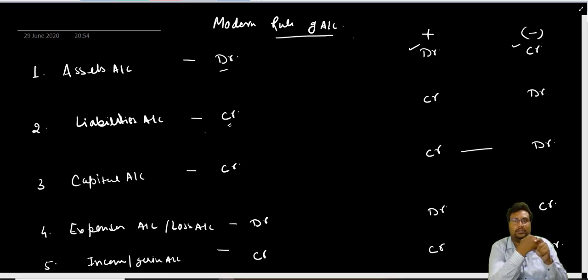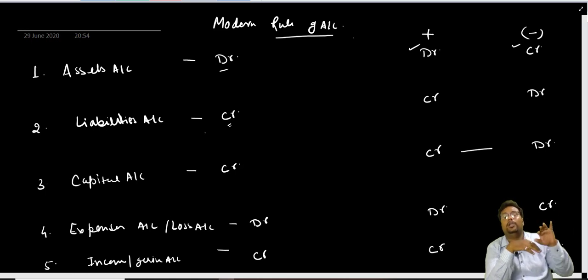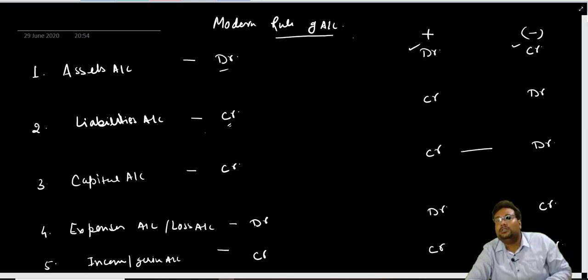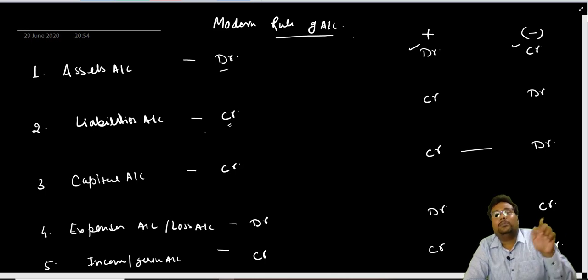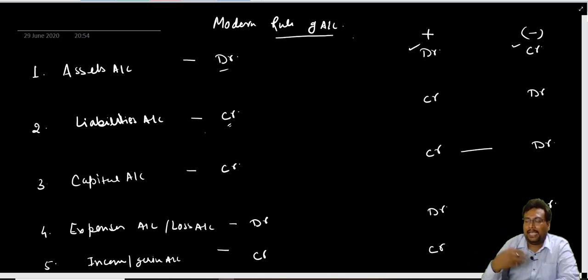For example, suppose machinery purchase. When we purchase a machine, it will increase, so machine will be debit. Machine sold. When we sell the machine, it decreases, so when machine decreases, machine will be credit in this transaction. So like this you can identify the debit and credit by the modern rule.